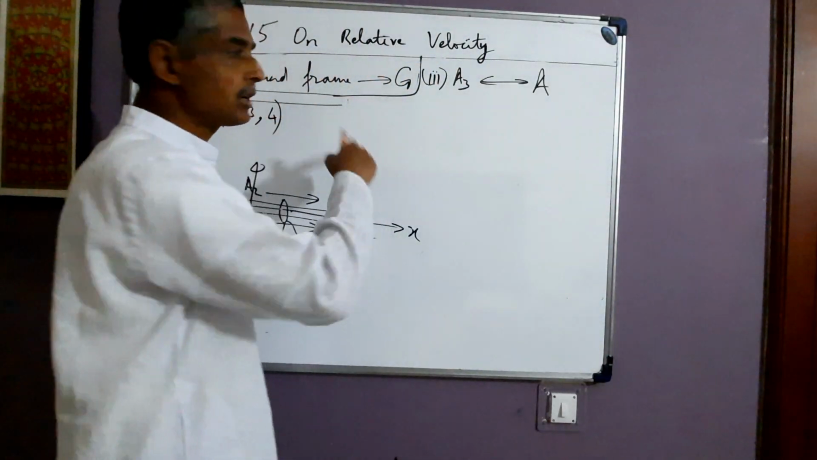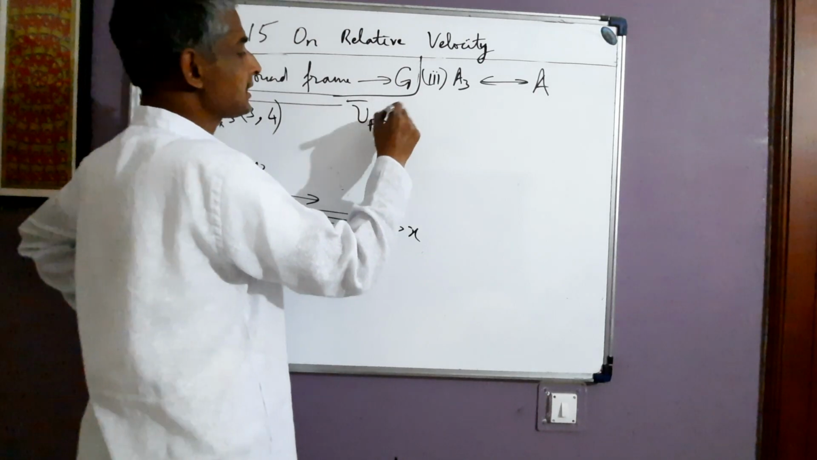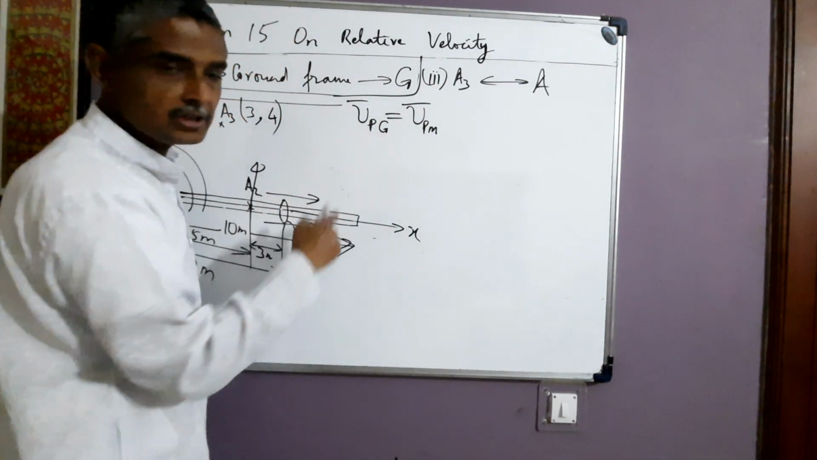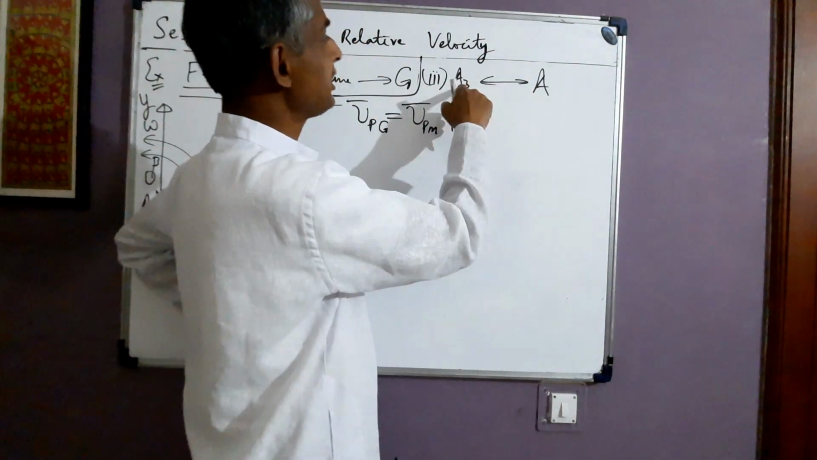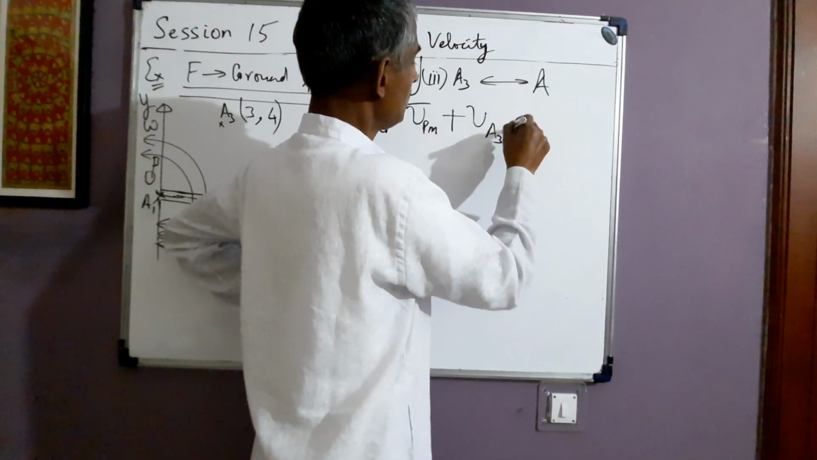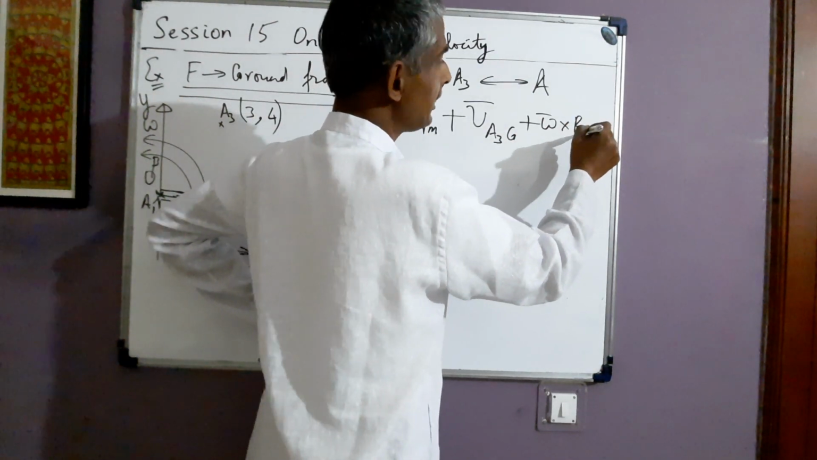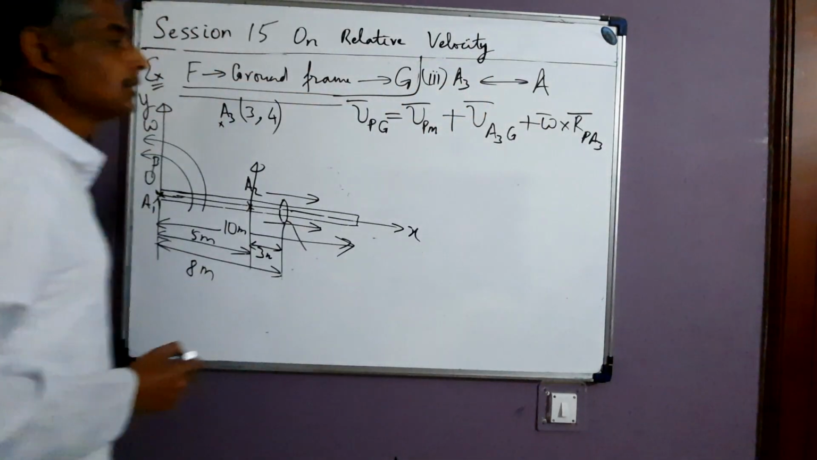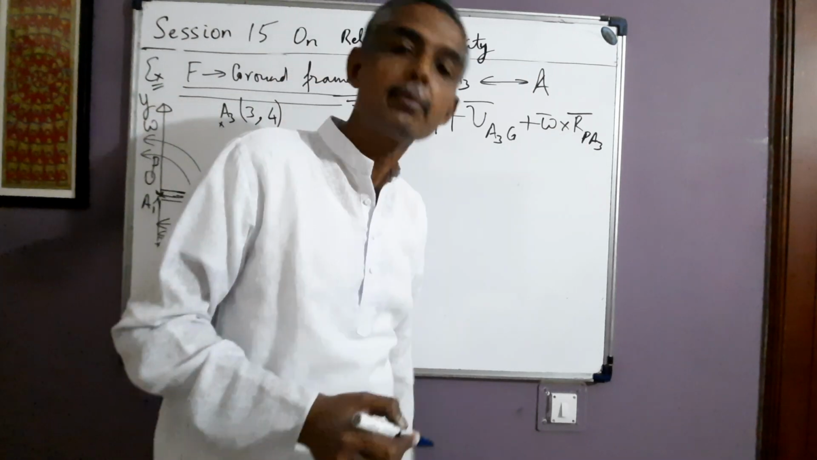So for that we again write down the formula. So what do we write? VPG is equal to VPM plus VAF, where instead of A we take A3, and instead of F we take ground. So VA3G plus omega cross RPA3. So VPG will be written as VPM plus VA3G plus omega cross RPA3.